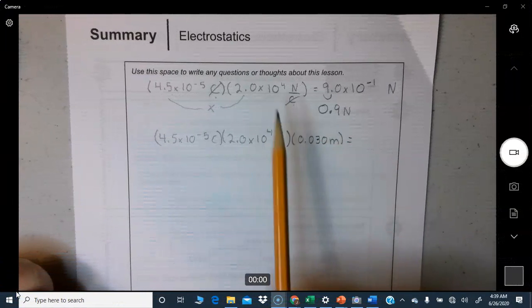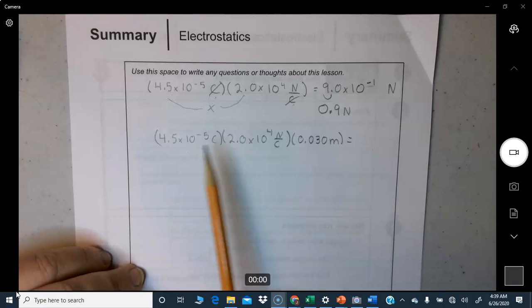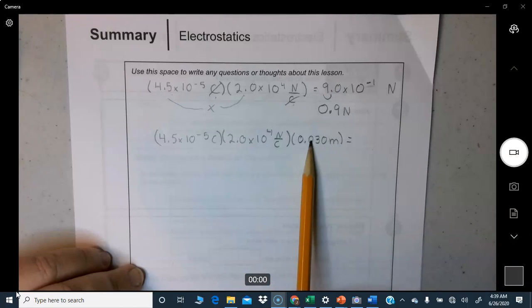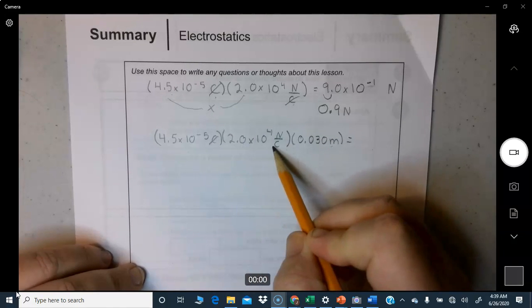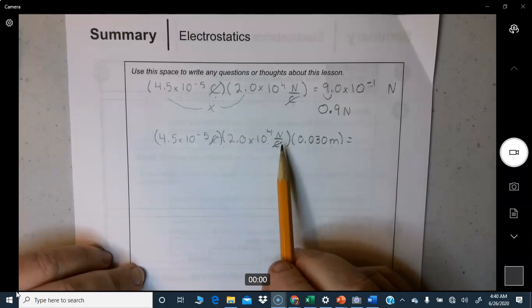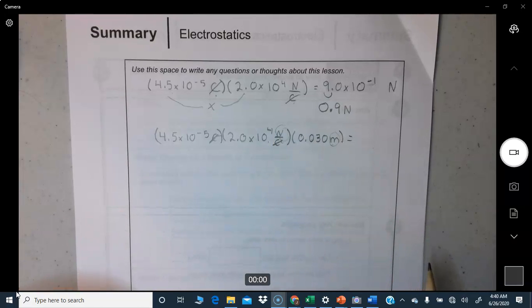All right, so this is how you would set up this problem. This is the charge value that they gave you. This is the electric field in newtons per coulomb, and this is the distance in meters. So coulombs cancels, and you end up with the units of newton times meter, and that's a unit of work or energy. So now let's do the math on this.